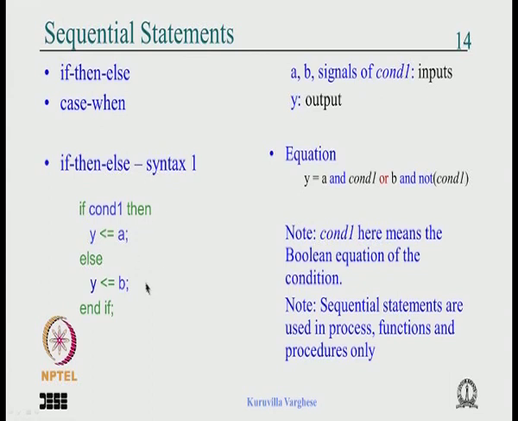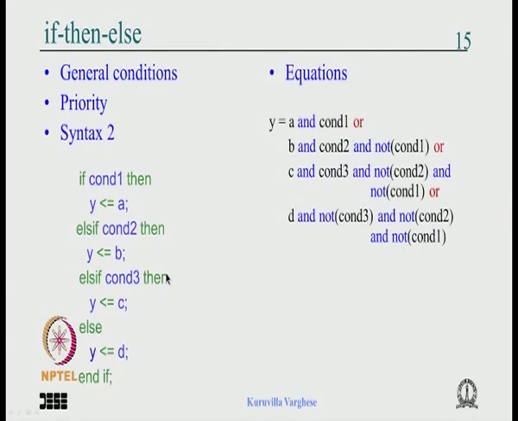and this if then else can be used only in sequential bodies like the processes, functions and procedures. It cannot be used in the architecture statement region where only the concurrent statements work. And the most generic form is this: you can specify as many conditions as you want and you end with an else which captures the not of all the conditions. That is how the truth table is completed.